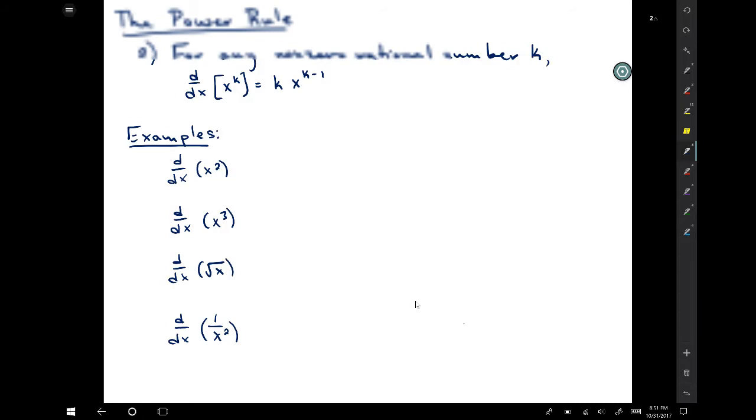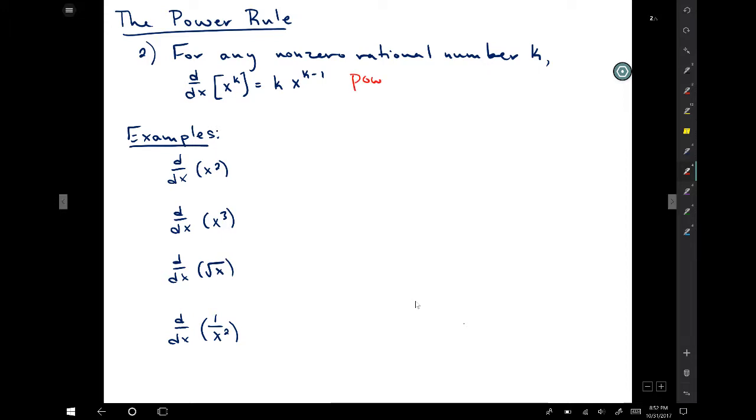Here is another one for you. This one I'm not going to explain anywhere near as thoroughly because it's much, much harder. I'm sure that you can find a proof of it either in a book or online if you want to. For any non-zero rational number k, if my function is this power function x to the k, I can take the derivative of that by taking that power and putting it out front and then lowering the power by 1.